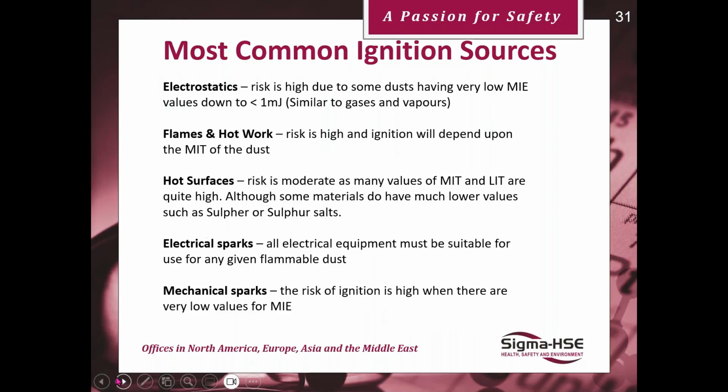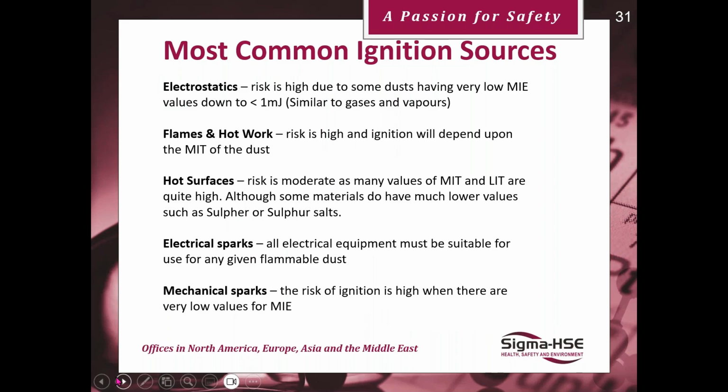So, most common ignition sources. We saw a list from EN 1127. Let's have a look at some of the more popular ones. Electrostatics. These are mentioned specifically in the ATEX directives, which are used within Europe. The risk is high due to some dusts having a very low MIE. Some values are less than 1 millijoule, which are very similar to gases and vapors. We can look at flames and hot work. The risks from these are high, and ignition will depend upon the MIT of the dust.